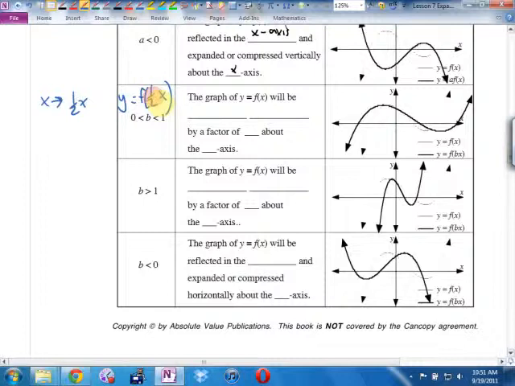This will be a horizontal expansion by a factor of, what would the expansion factor here be? What did I say in my example? If I generalize that, 1 over b. Take the reciprocal of whatever number is there. That's your factor. And if you're stretching horizontally, you're stretching about the y-axis.